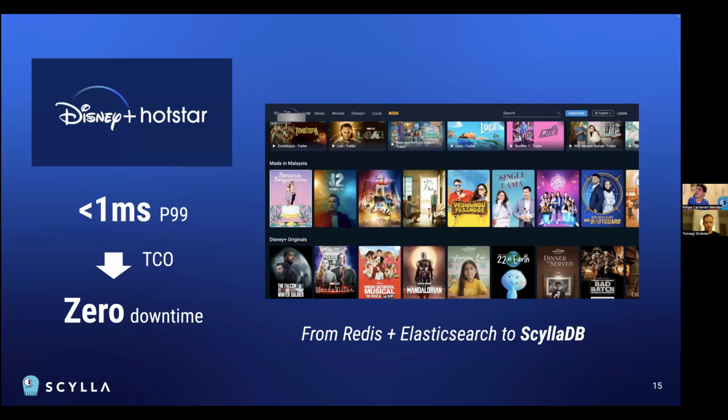All right. So Disney Plus Hotstar's results were P99 latencies in the order of microseconds, that is, below 1 millisecond, and reduced TCO, and the entire migration process from Redis and Elasticsearch to ScyllaDB was done totally online with zero downtime to their users.